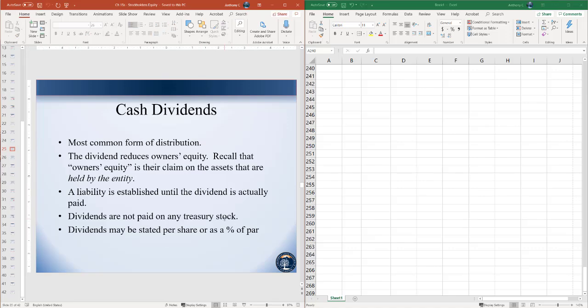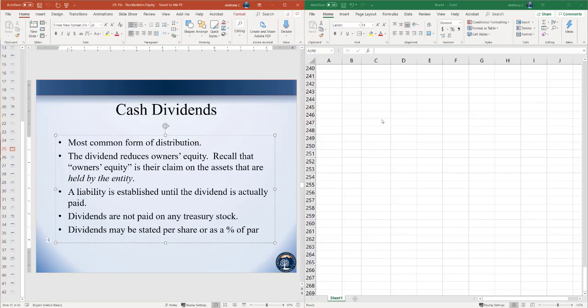So dividends are only paid on stock outstanding, and whenever dividends are stated, they can be stated on a per share basis. So in other words, you could say dividends of $3 per share or something like that. Or it can be stated as a percentage of par. So in other words, if it says 5% dividends, then it's paying 5% of par.